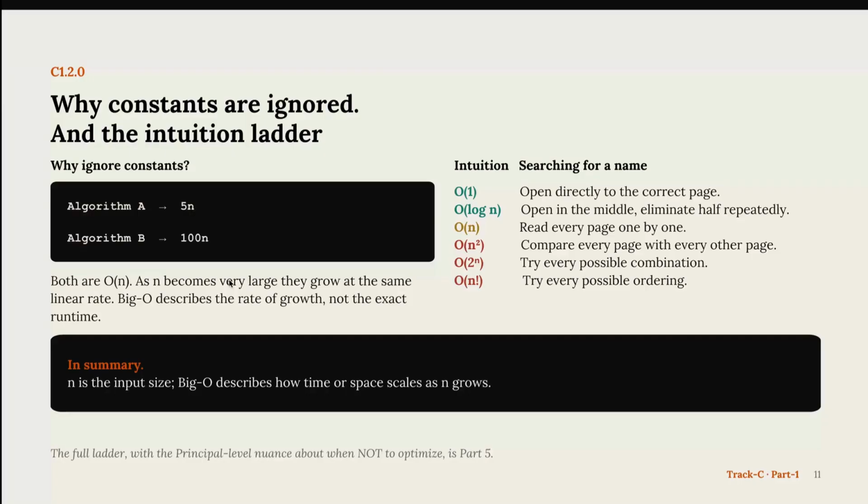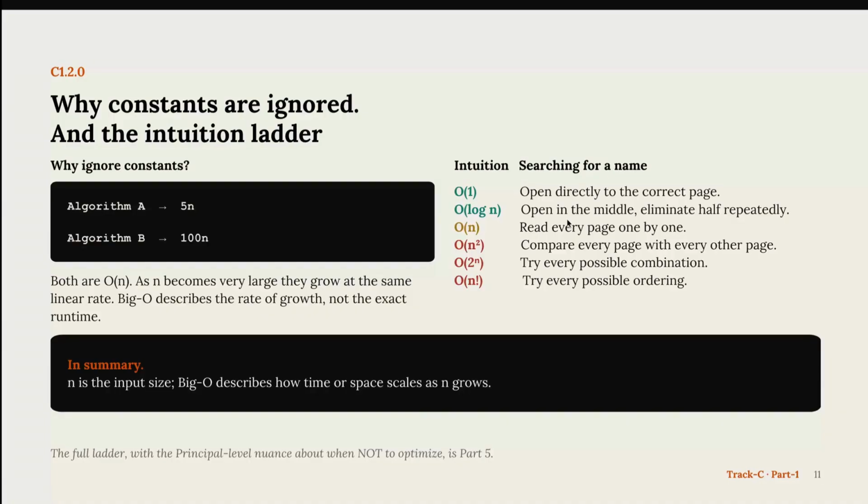O of 1 is like opening directly to the correct page. For example, if you open a book, you open at page 40. But what if you want to search for a particular word, and the numbers are all sorted in a particular sequence? Then what would you do?